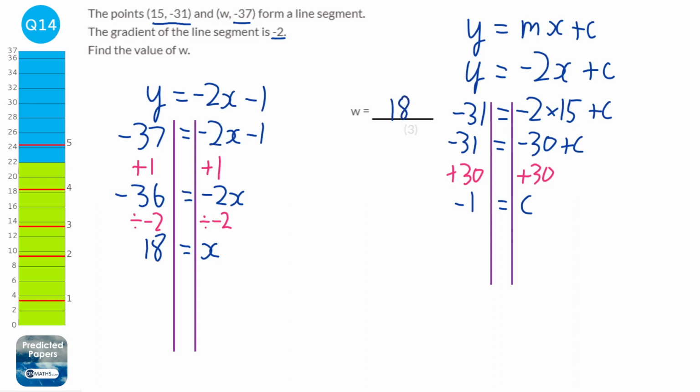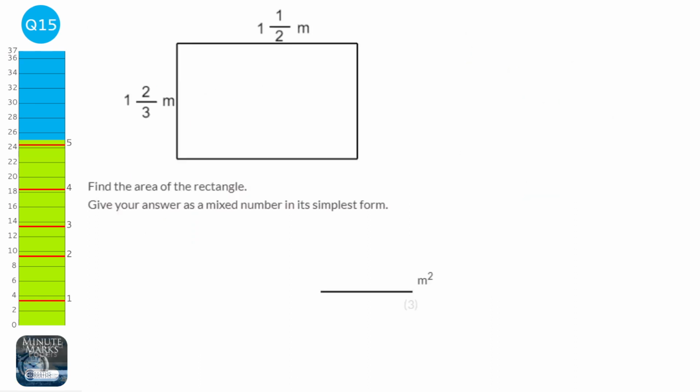So w is 18. To work out the area of a rectangle, we just multiply the width and the length. Here they are mixed numbers. So all we do is the width times the length.